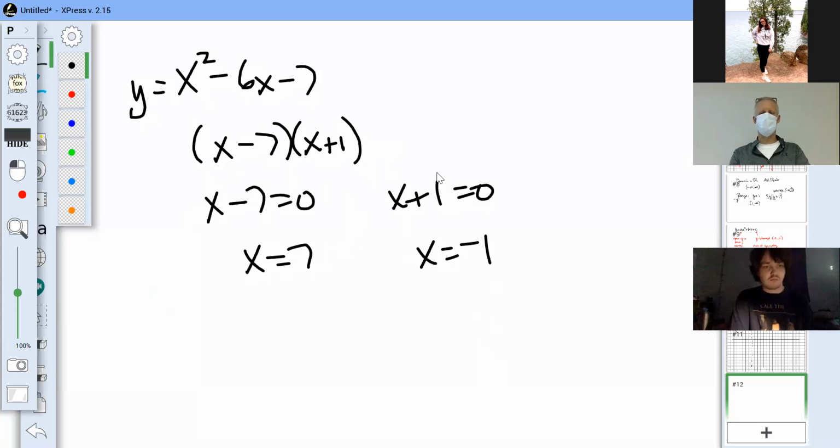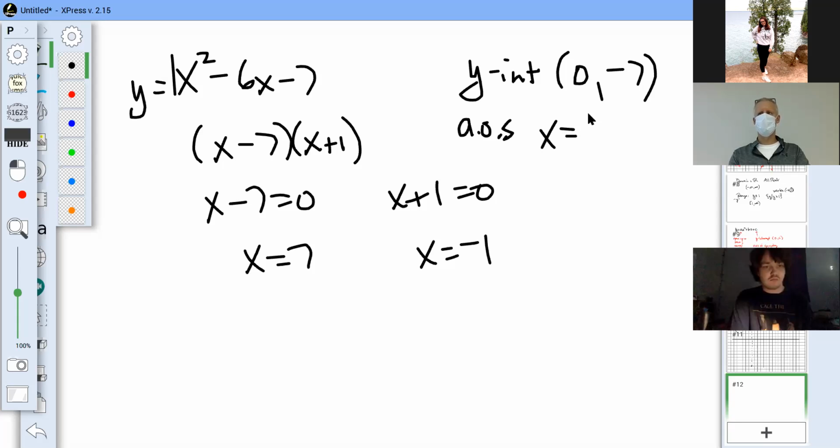While I have this on the screen, where's the y-intercept? Zero, -7. Does it open up or down? Up. Where's the axis of symmetry? Opposite of -6 over 2. So your axis of symmetry is at 3.